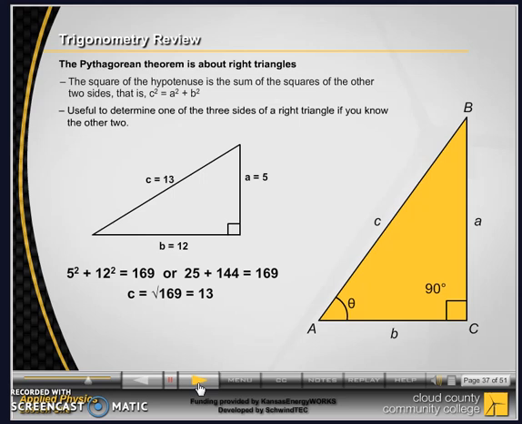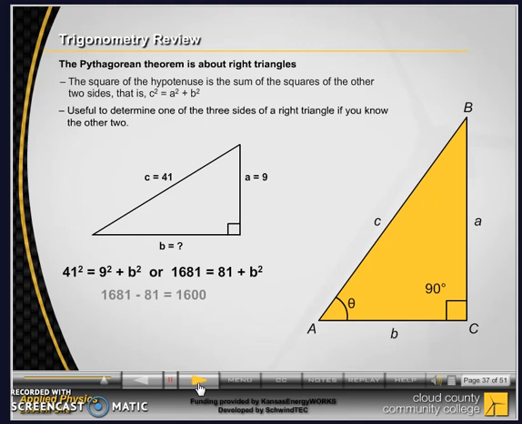Likewise, if you know the hypotenuse and one leg, then you can determine the other. For instance, if the hypotenuse is lowercase c equals 41 and one leg is lowercase a equals 9, then you can determine the other leg lowercase b as follows. Square the hypotenuse and the first leg, 1681 and 81. Subtract the square of the first leg from the square of the hypotenuse, 1600. Then take the square root to get the value of the other leg b, namely 40.